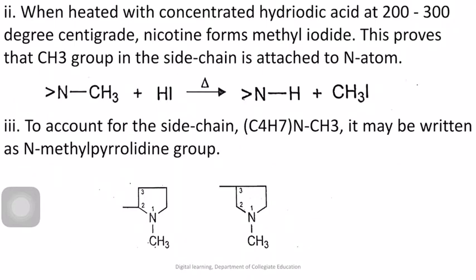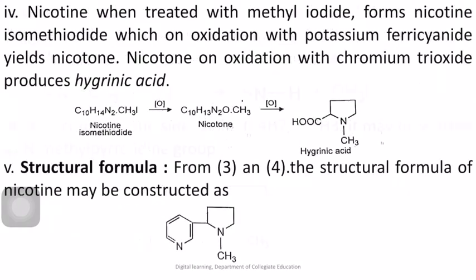So next question, whether the second position of the pyrrolidine is attached to pyridine or the third position is attached. For that, nicotine is treated with methyl iodide and forms nicotine isomethiodide, which on oxidation with potassium ferricyanide yields nicotone. Nicotone on oxidation with chromium trioxide gives hygrinic acid. This is the structure of hygrinic acid. So based on these facts, or the experiments, the structural formula of nicotine can be considered as like this.